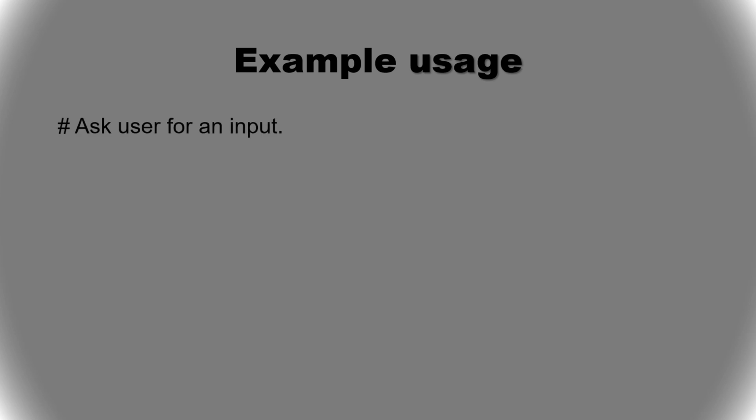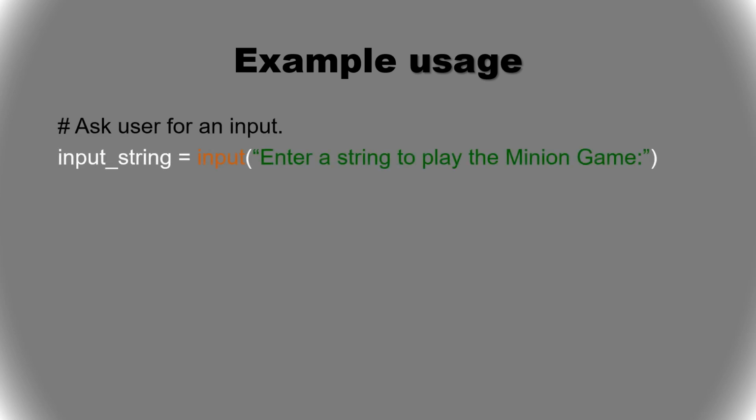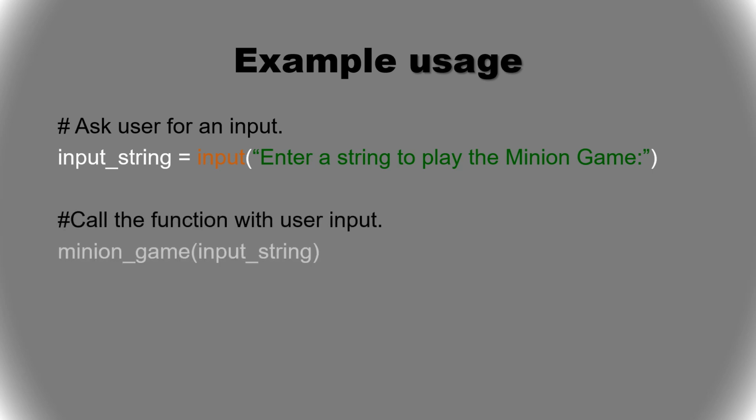Now, before we wrap up this video, let's try out the Minion game ourselves with a string of our choice. Create a variable named input_string and finally call the function with that variable as the argument.